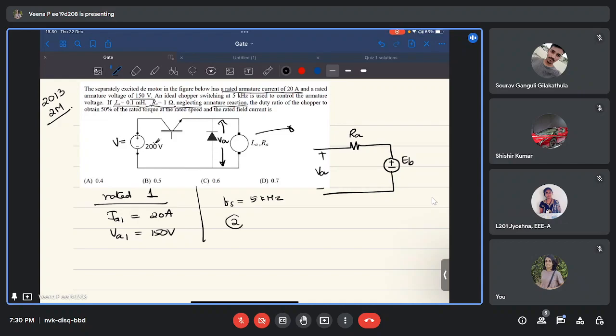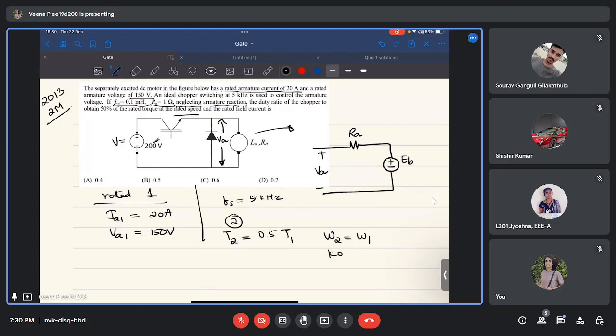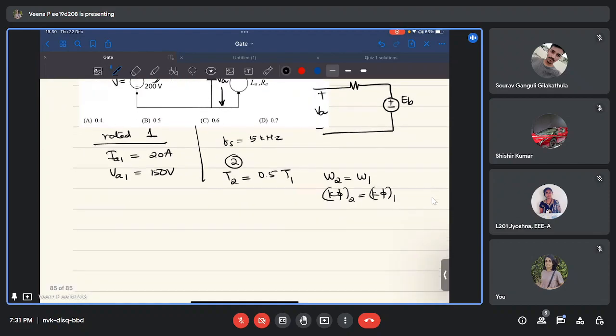So we have a second condition, where the torque is 50% of rated torque. So the torque at rated condition is T1, and the condition which we are interested in is half the rated torque. And it is given that the speed in the second condition is the same as rated speed and the field is the same as the rated condition. So it is working at half the rated torque, but the speed is at rated speed and field current is rated. So this much information we know.